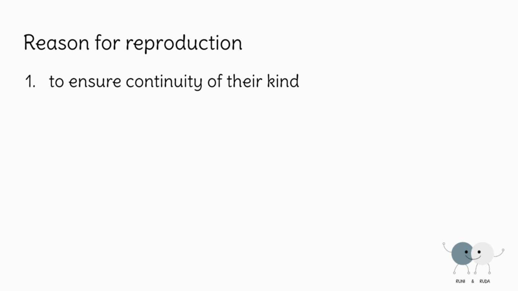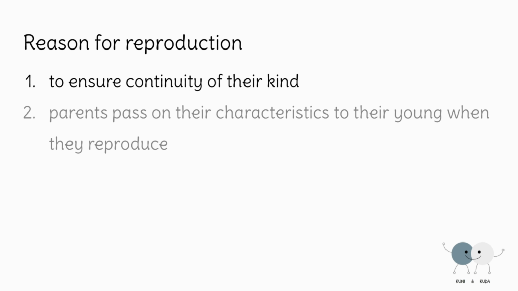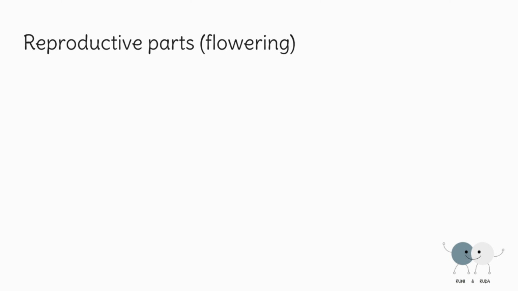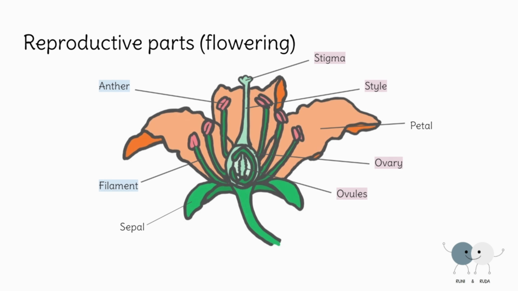Reason for reproduction is to ensure continuity of their kind. Parents will pass on their characteristics to their young when they reproduce. There are 6 reproductive parts for flowering plant: anther, filament, stigma, style, ovary, and ovules.